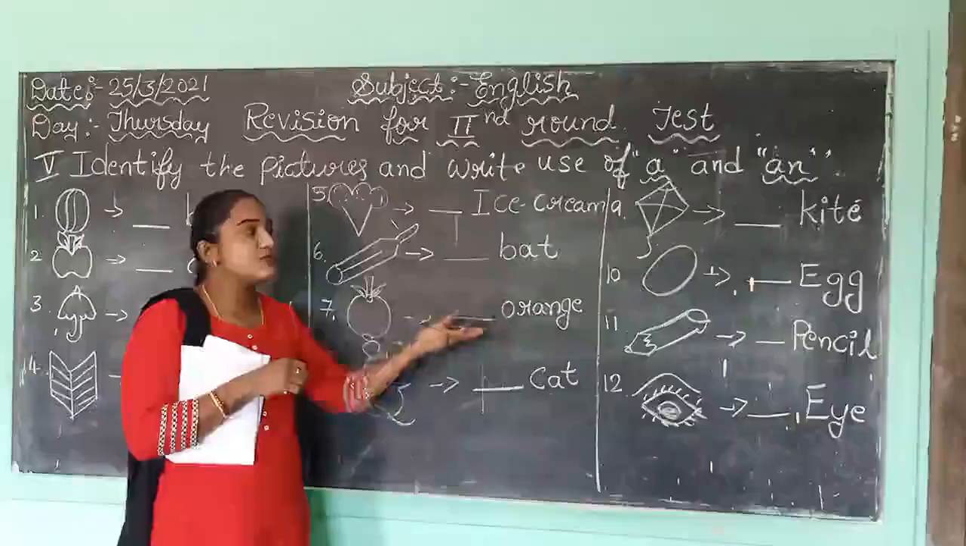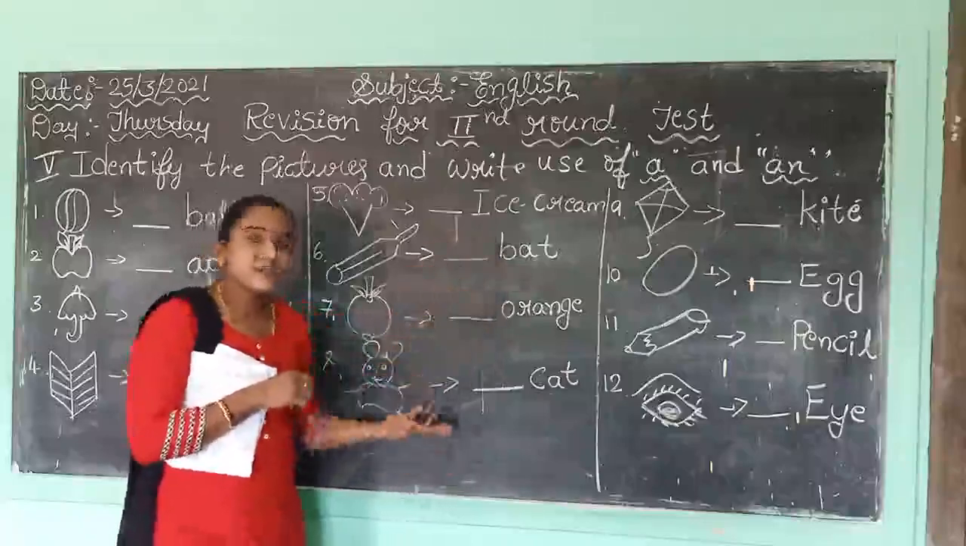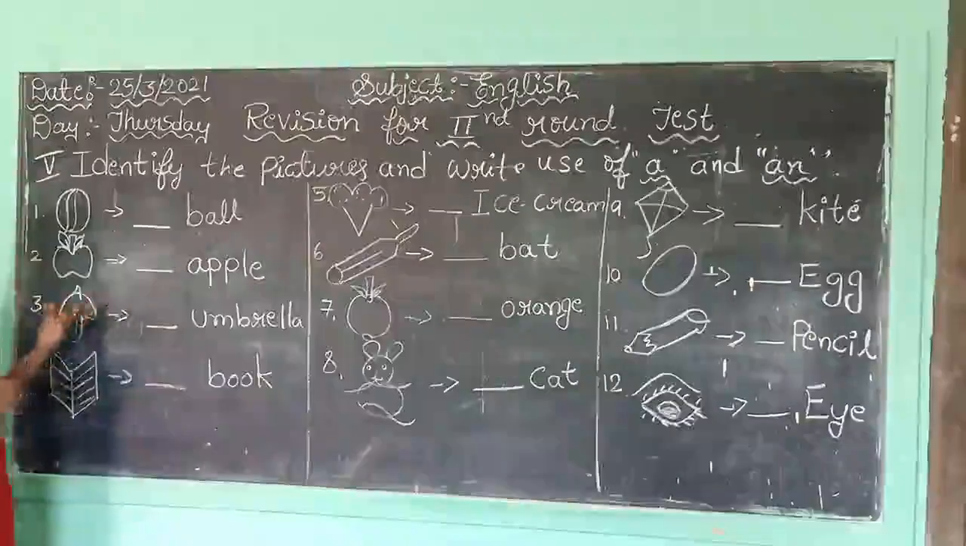Okay, children, now you see all the pictures. Which one comes in the word before a and an articles? You identify the pictures and write there, children. You see properly. Okay, now let's see the first one, children.